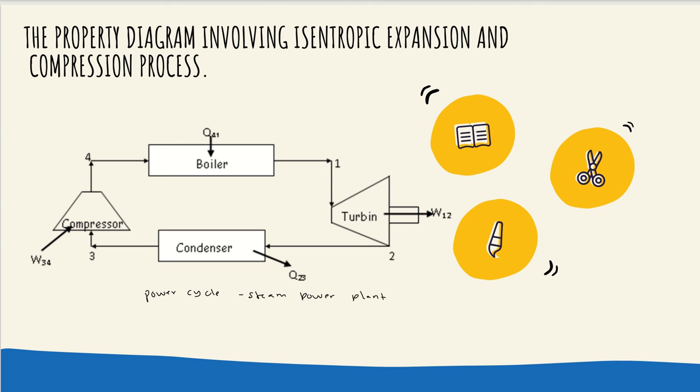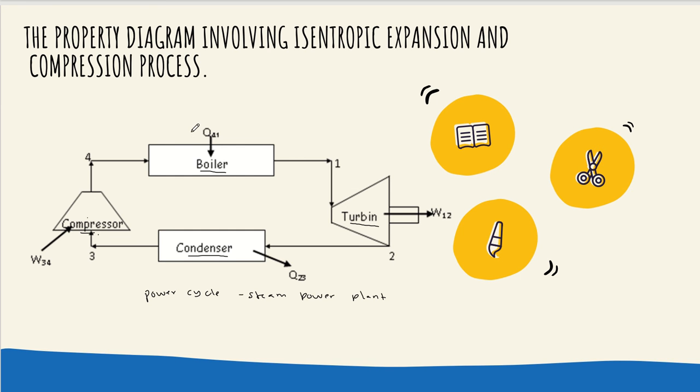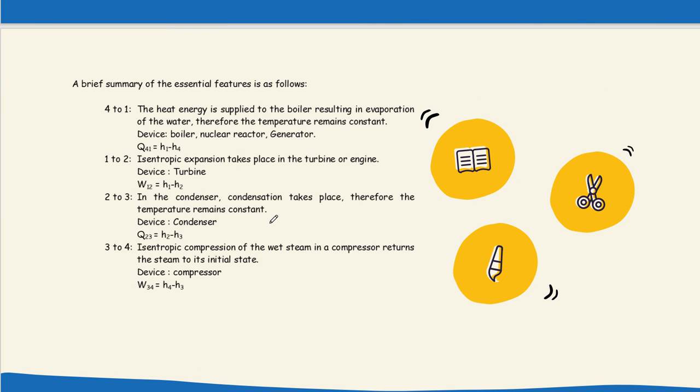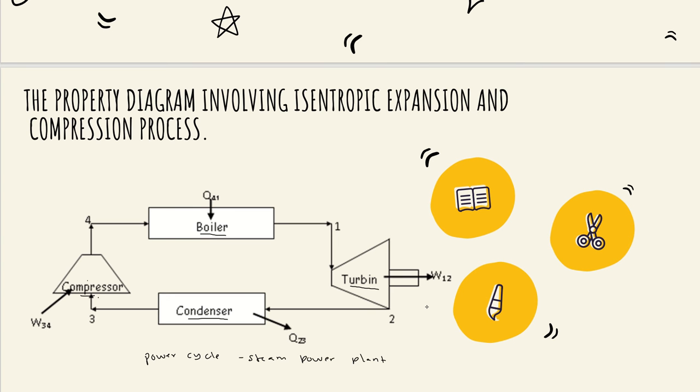that consists of boiler, turbine, condenser and compressor. So what happened to each process for this? This is the process that happened in power cycle, which are 4 to 1. 4 to 1 is from the compressor or pump to the boiler.